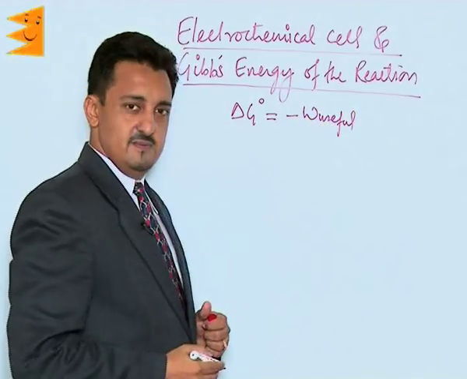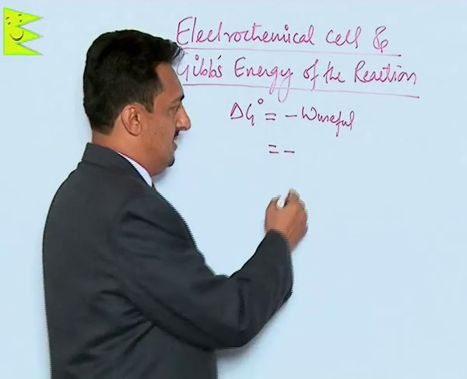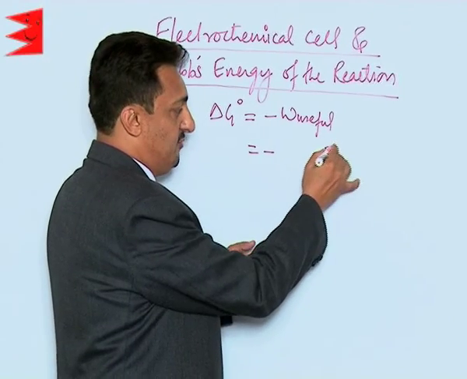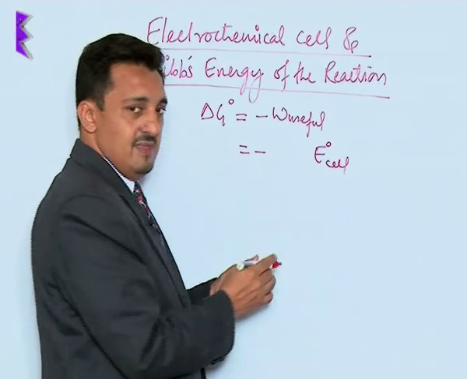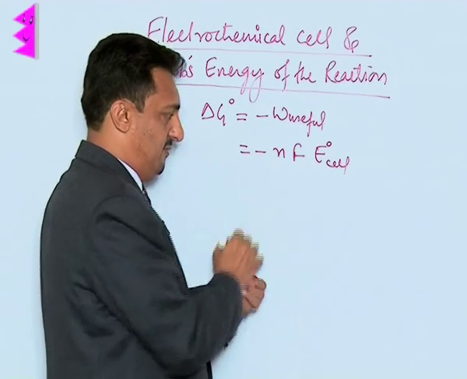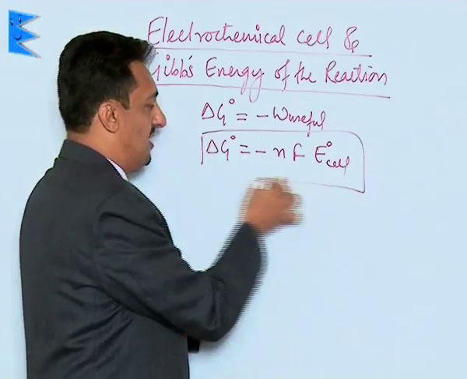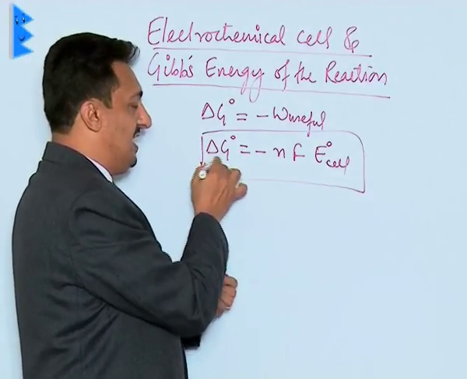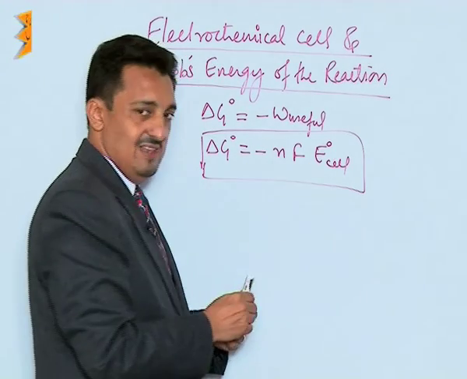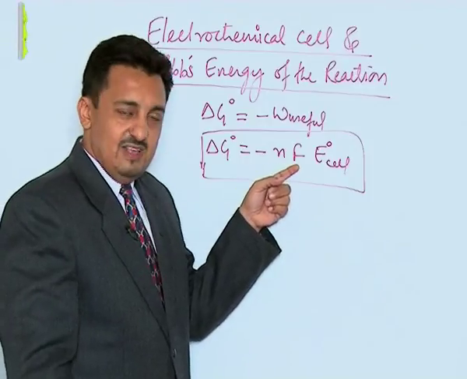useful work done. And the useful work done in any of these galvanic cells can be the product of the force into displacement. The force is your electromotive force, which is the E naught cell, and the displacement is of the charges, and how much charge is displaced is nF. So always remember, for electrochemical cells, for galvanic cells, the Gibbs free energy change is equal to minus nF E naught cell, where n is the number of electrons exchanged and F is Faraday's constant.